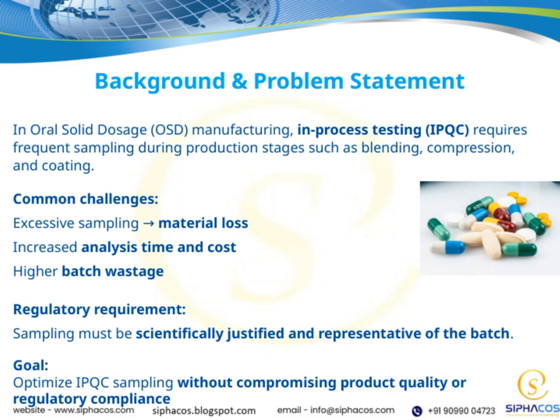Now, regulatory requirements add another layer of complexity. They mandate that sampling must be scientifically justified and truly representative of the entire batch. This ensures that our testing results are reliable and that we're compliant with regulations. Our goal here is clear. We want to optimize our IPQC sampling strategy. We need to find that balance where we're maintaining product quality and meeting regulatory standards, but without unnecessary sampling that could lead to waste or increased costs. Ultimately, it's about making our process smarter, more efficient, and still fully compliant.